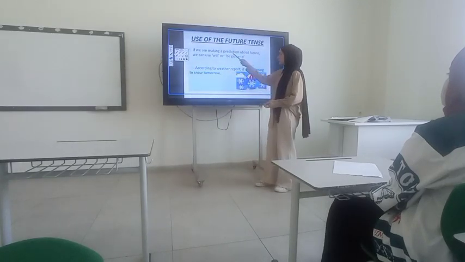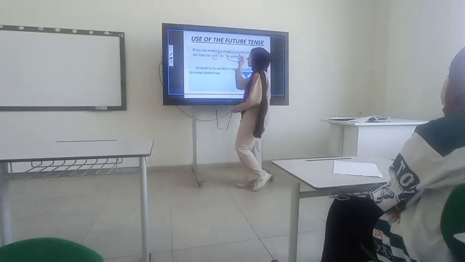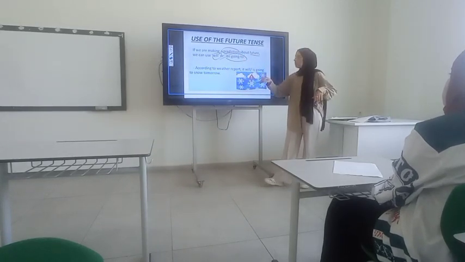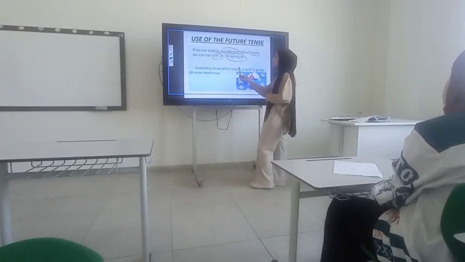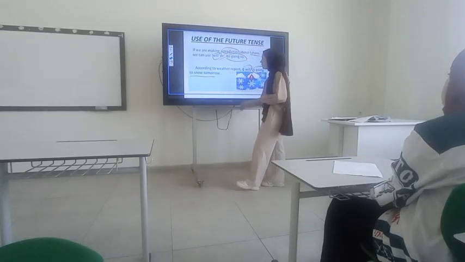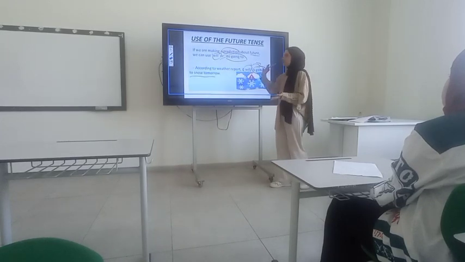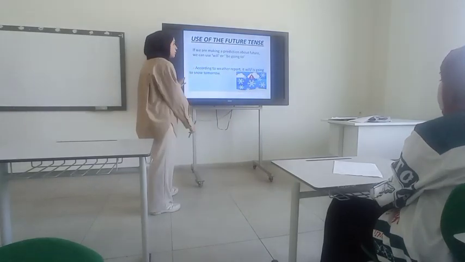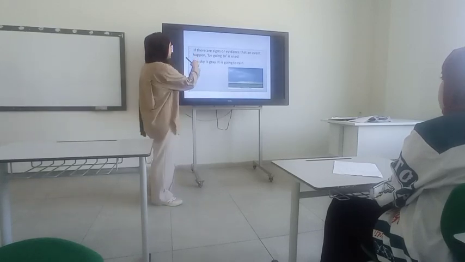If you are making a prediction about the future, we can use will or be going to. It's important that you have just a prediction. You can use will or be going to. Let's look at the example. It will or it is going to snow tomorrow. You can change the structure whatever you want because it doesn't change the meaning of the sentence. But we have some exceptions, and here it's important.